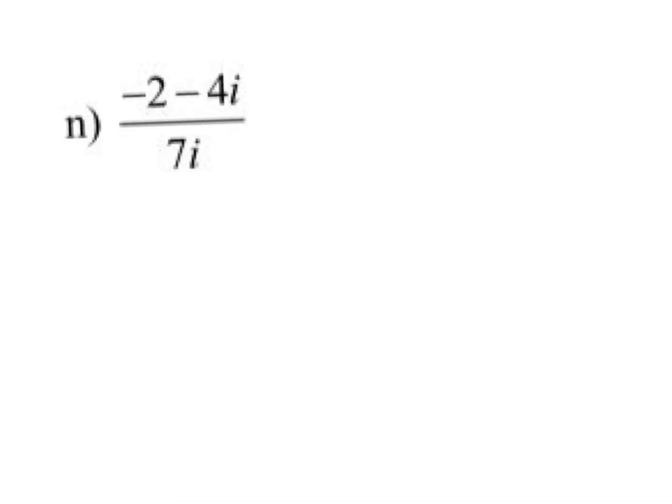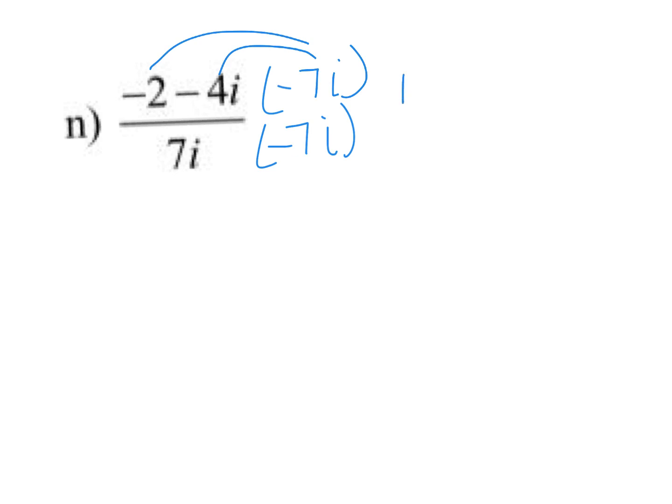All right, so again, we're going to multiply the top and the bottom by the conjugate. In this case, it's 7i, so our conjugate is going to be negative 7i. All right, so the top is going to be like this backwards distribution. So we have negative 2 times negative 7i. That's going to turn into a positive 14i. And then a negative 7i times a negative 4i is going to turn into a positive 28i squared. And we can clean up that i squared in a minute.